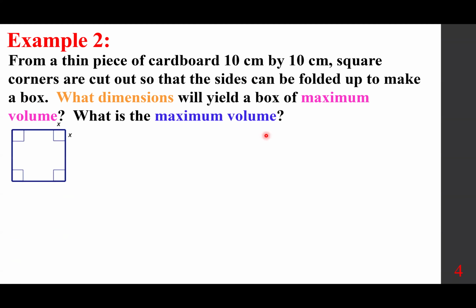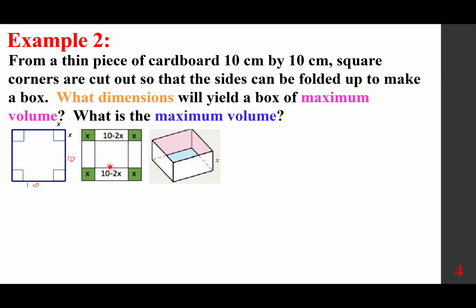Draw the setting. So here's a 10 by 10. We're going to cut the x amount from each corner. That means right here is 10 minus 2x folded up, and the dimensions are as follows. The objective is to maximize the volume, a rectangular solid: length times width times height.